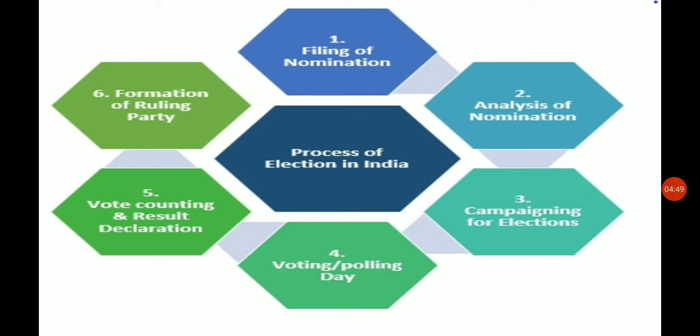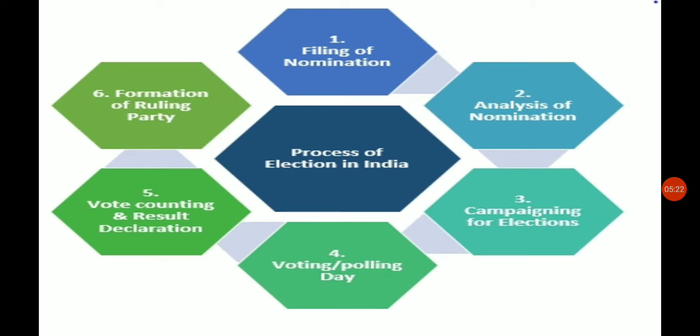In the fourth step, the date of polling is announced. That means on this date every adult, every person aged 18 and above, will go for voting. There we will have an EVM machine in which all the signs will be written, and for the person we want to elect, we have to press a button. So on that voting day we go, cast our vote, and come back home.